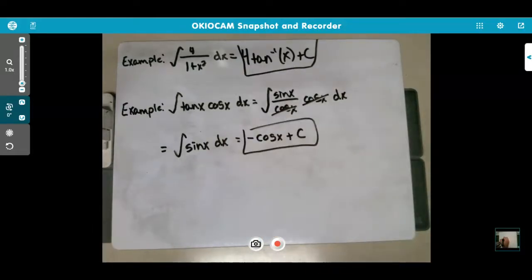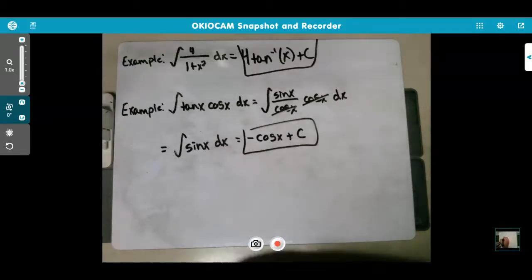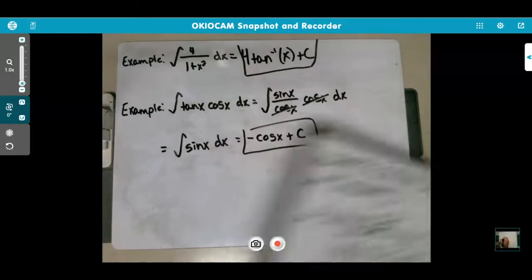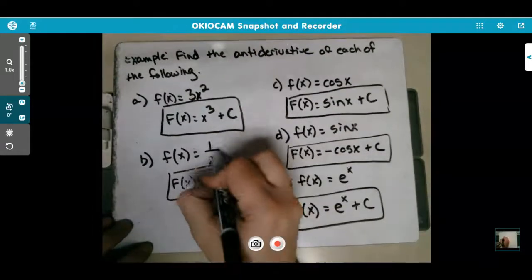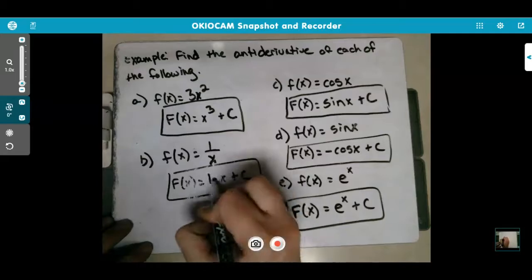Negative cosine of x plus c. While it is on my mind, there's something that I said a while ago that I want to correct myself on. We did an example of the antiderivative of 1 over x. We did it over here, the antiderivative of 1 over x. And I said we got the natural log of x.